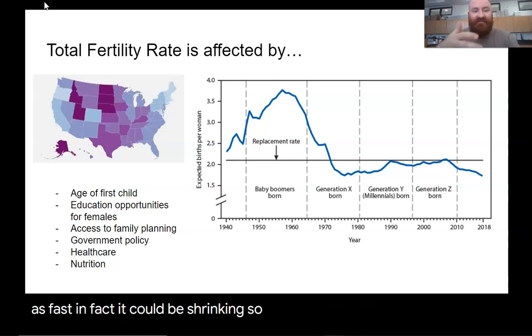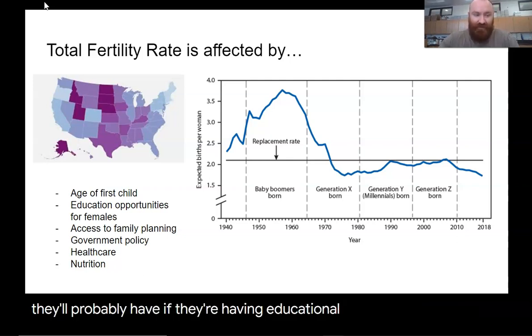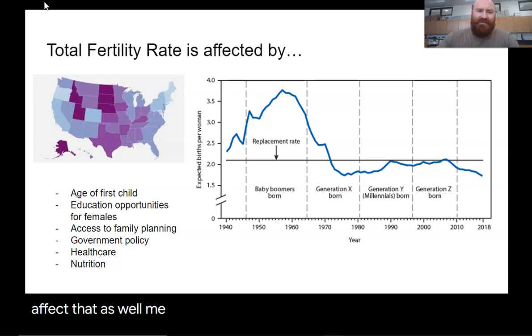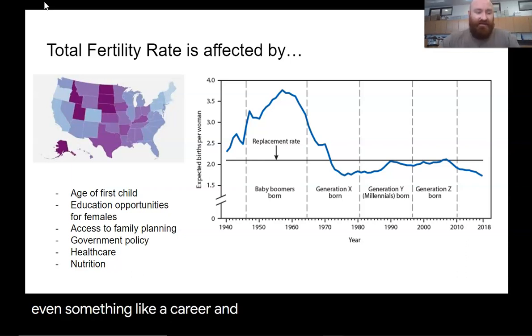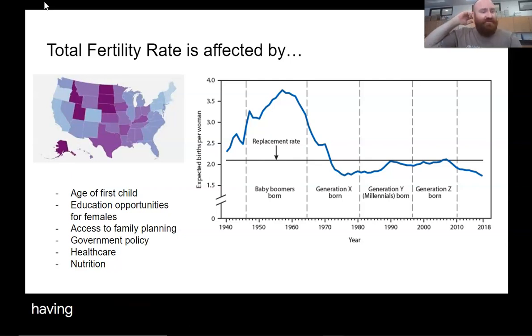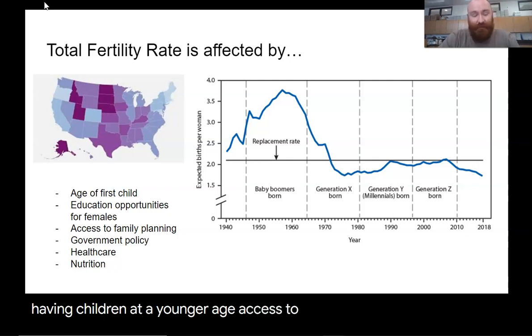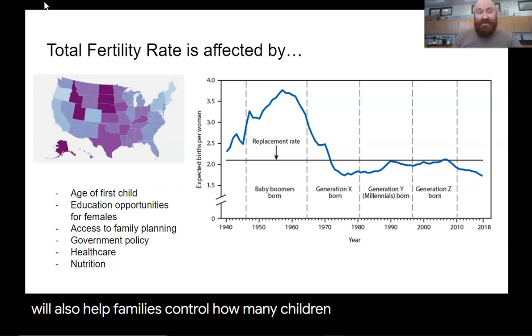Things that affect this are the age of the first child. The later someone waits to have children, the fewer children they'll probably have. If they're having educational opportunities, that will affect it as well, meaning that they're more likely to pursue higher education, maybe even a master's or graduate degree, and then even a career. These things will reduce the likelihood of having children at a younger age. Access to family planning, like I mentioned, will also help families control how many children they have.